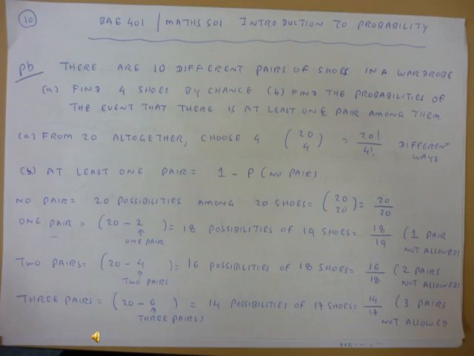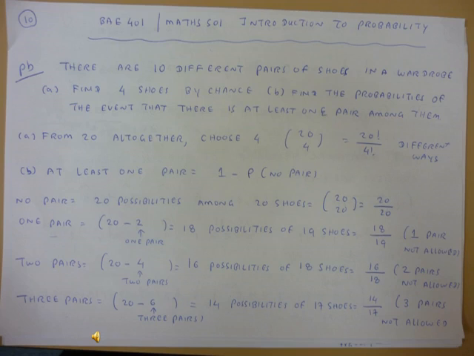The next one will be the BAE401 and the MES501's introduction to probability. Probability is for uncertainty. How does the uncertainty happen? What is the possibility of it occurring? This function is a probability. So let us look at this problem.